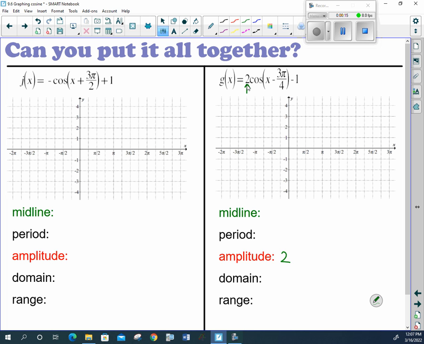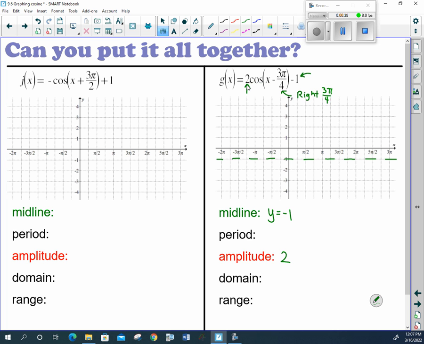Our amplitude is 2. I can see that I have a phase shift. This is going right 3 pi over 4. And then here's my midline going down -1. So my midline is at -1. I think I'll go ahead and draw that in first. Before we graph, we always need to get our midline in. So here's our midline at -1.